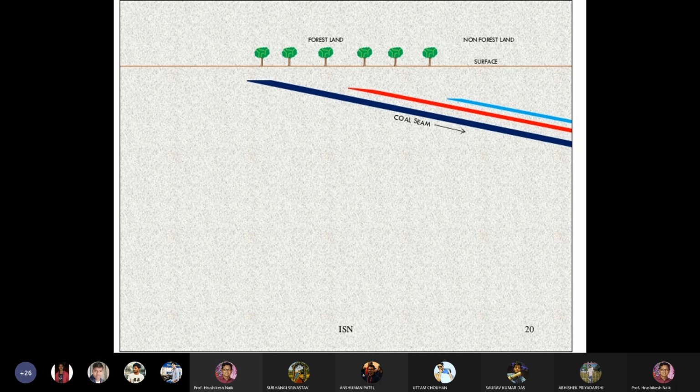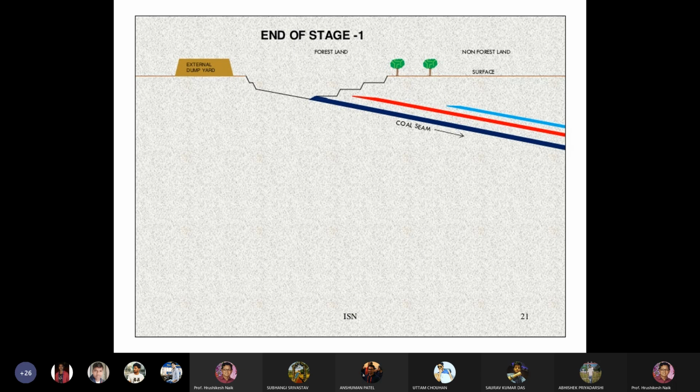So how do you carry out the mining operations phase-wise? Here, this is the deposit very near to the surface. That is why you enter and cut the deposit at this point, and the overburden material you get is dumped to this external dump yard. This is the external dump yard where your rock pieces are dumped, and this is the first stage of open pit mining.